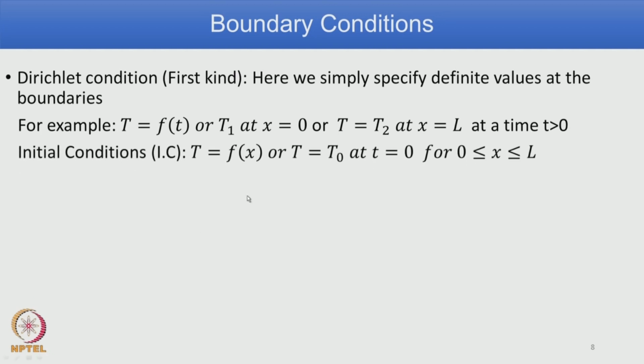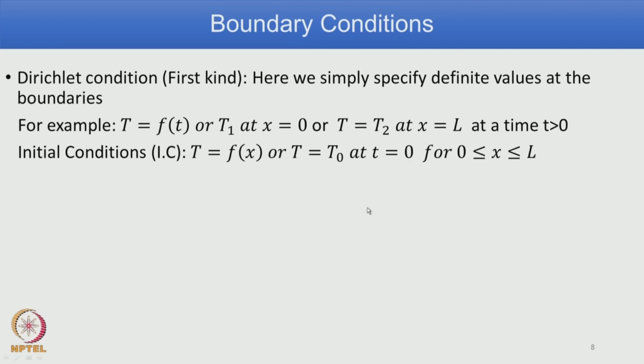Initial condition: you can also specify, for time equal to 0, T as a function of x for all x going from 0 to L. This means the computational domain extends in the x direction from 0 to L, where the end of the domain is L. So, along that x direction, a specific value of temperature T is given for time equal to 0.